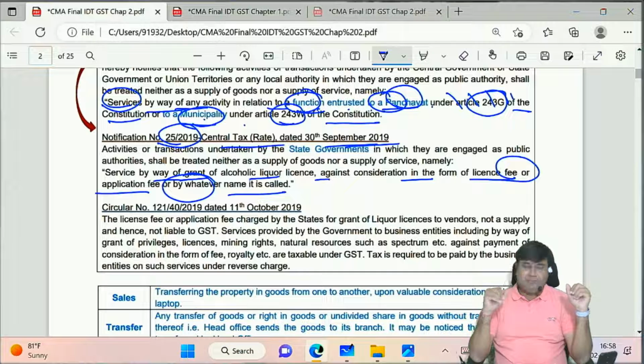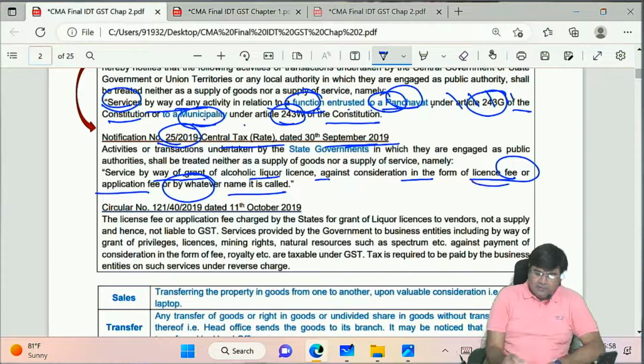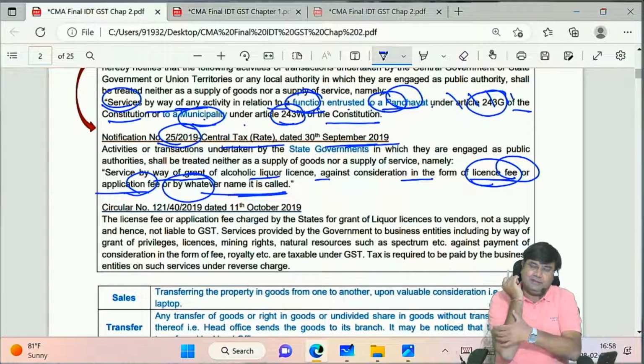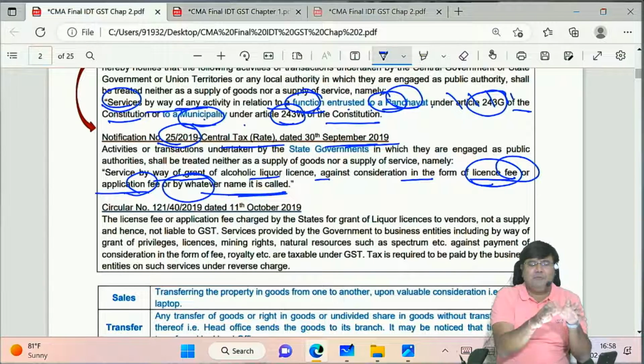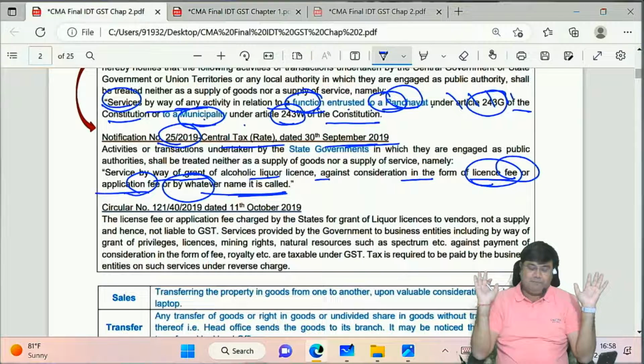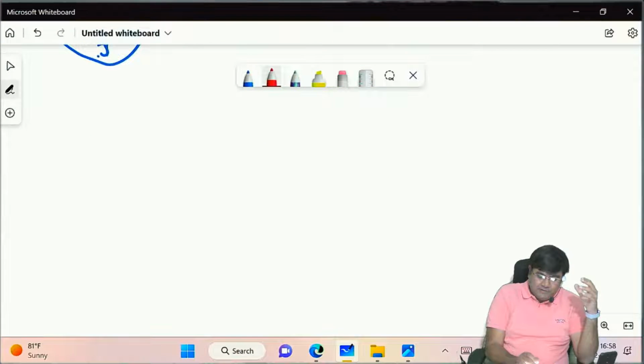Now what was happening in the previous service tax law? They may use the term license fee, or, if you see this notification, application fee, or by whatever name it is called. So they can use different names, but basically it is giving a license. For that they are charging license fee or application fee, or any other term. That becomes irrelevant here. If they are getting this, then according to this notification, such license fee is neither supply of goods nor supply of services, not subject to GST. Basically this is state government revenue. So in service tax law it was subject to service tax.